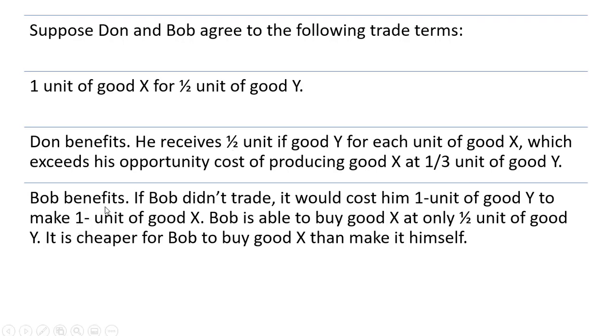As for Bob, Bob benefits. If Bob didn't trade, it would cost him 1 unit of good Y to make 1 unit of good X. Bob is able to buy good X at only a 1/2 unit of good Y. So Bob will give Don a 1/2 unit of good Y, and get back a full unit of good X. So it is actually cheaper for Bob to buy good X than make it himself. Okay, that's it.